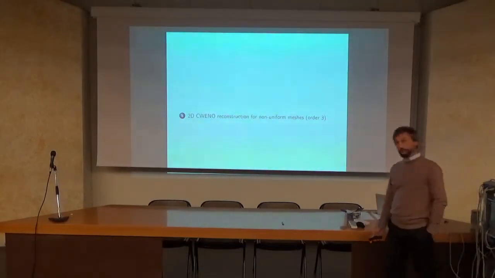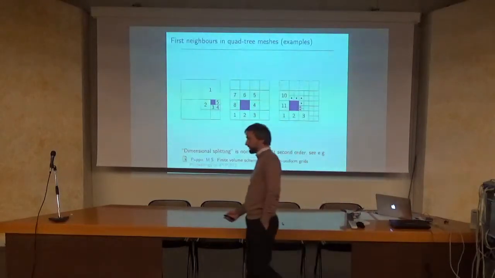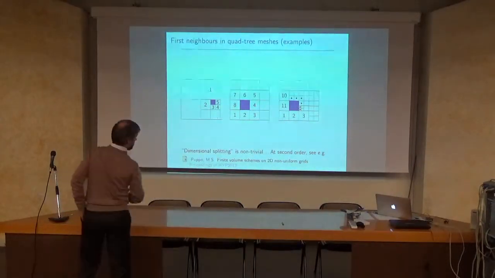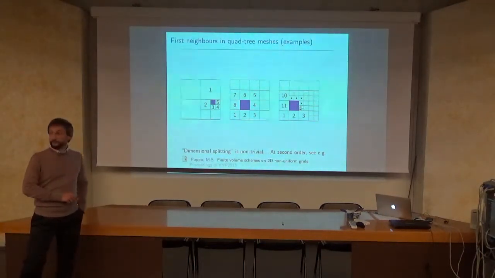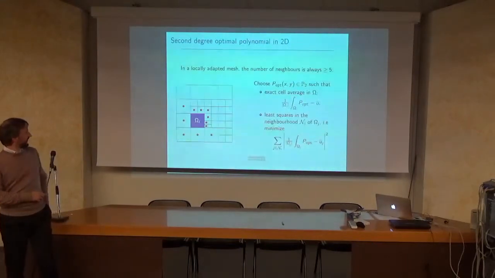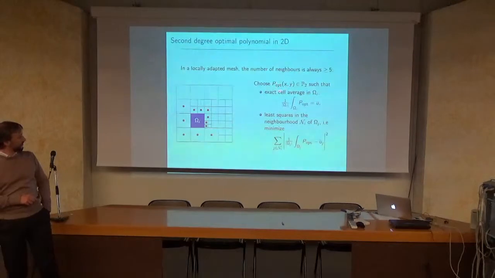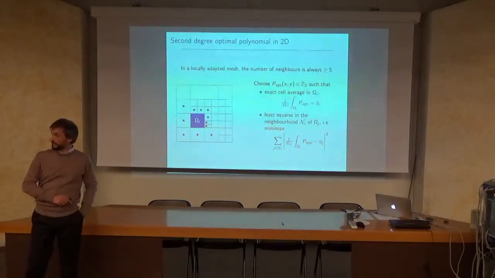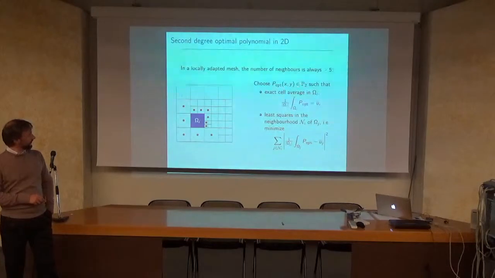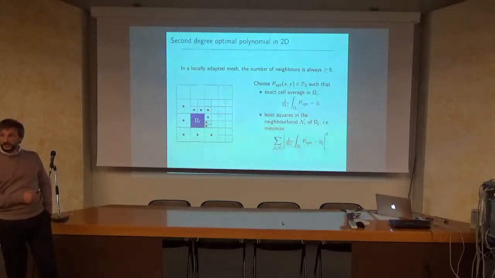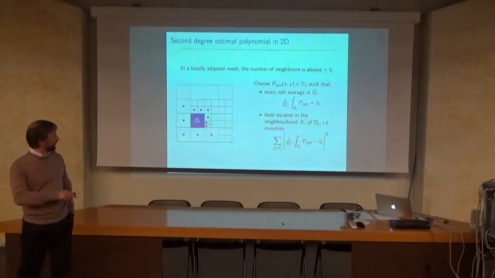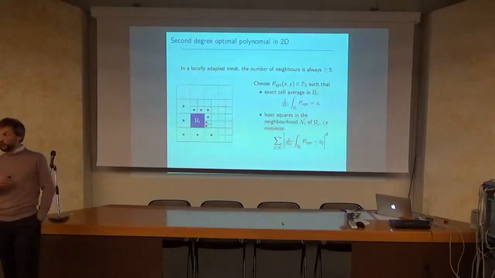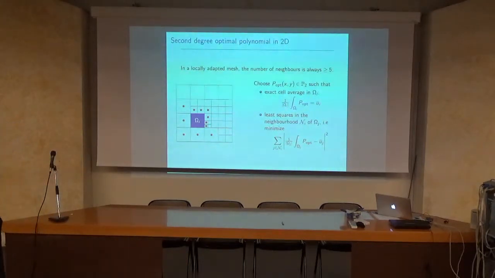Now we want to do 2D. Now the main problem with 2D is that if your mesh is locally refined, you don't know anymore the number of neighbors that you're going to have. So the first problem is how do you define your optimal polynomial? The optimal polynomial is going to be a second order polynomial, so it has 6 coefficients. Luckily enough, in these quadtree meshes, you can prove that there are always at least 5 neighbors, so you always have enough data to define this optimal polynomial, but most of the time you have too many data.